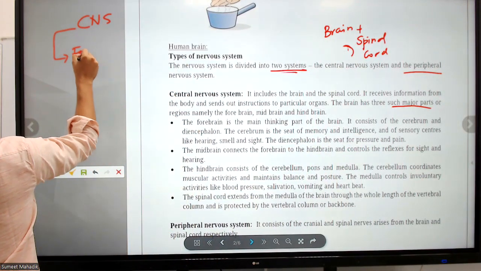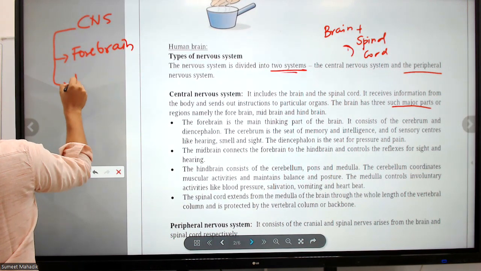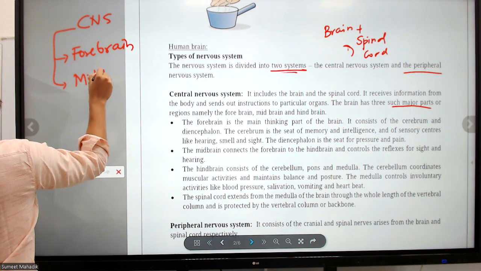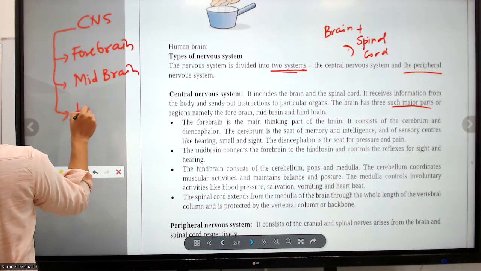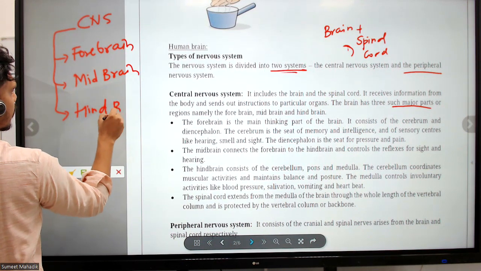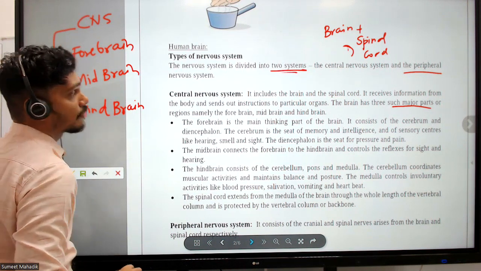Forebrain will be there. Yes or no? Then second will be midbrain, and the third one will be hindbrain. Now, this is a very important lecture because we are going to study their functions.